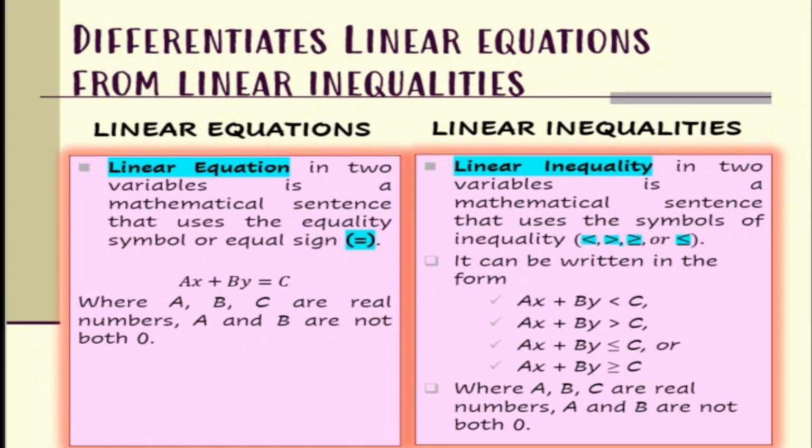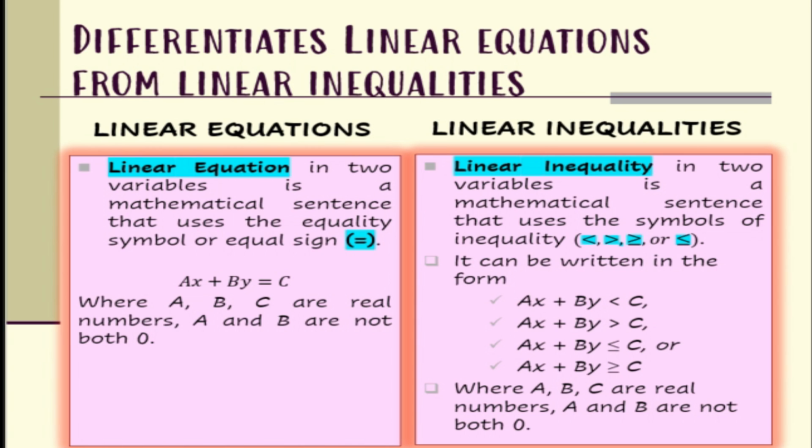The difference between linear equations and linear inequalities. A linear equation in two variables is a mathematical sentence that uses the equality symbol or equal sign. It can be written in the form ax plus by equals c, where a, b, and c are real numbers. A and b are not both 0.